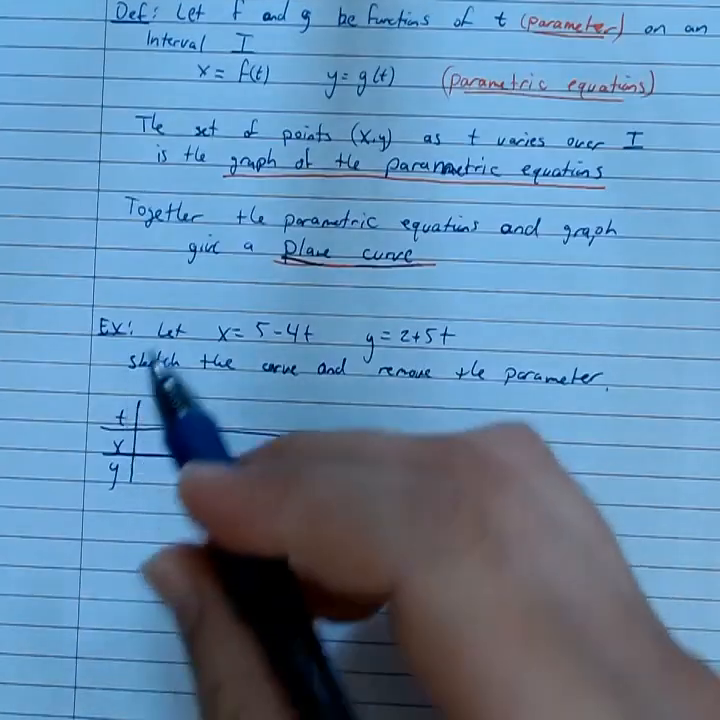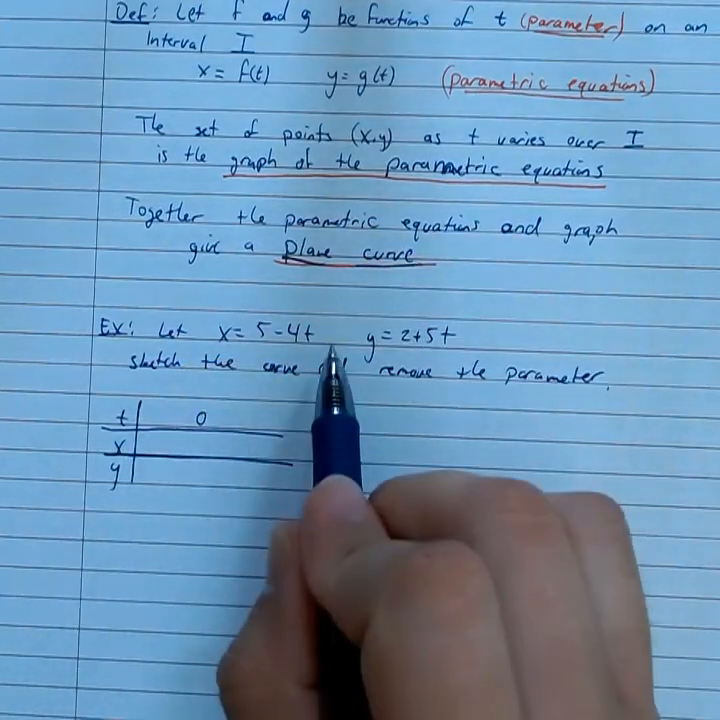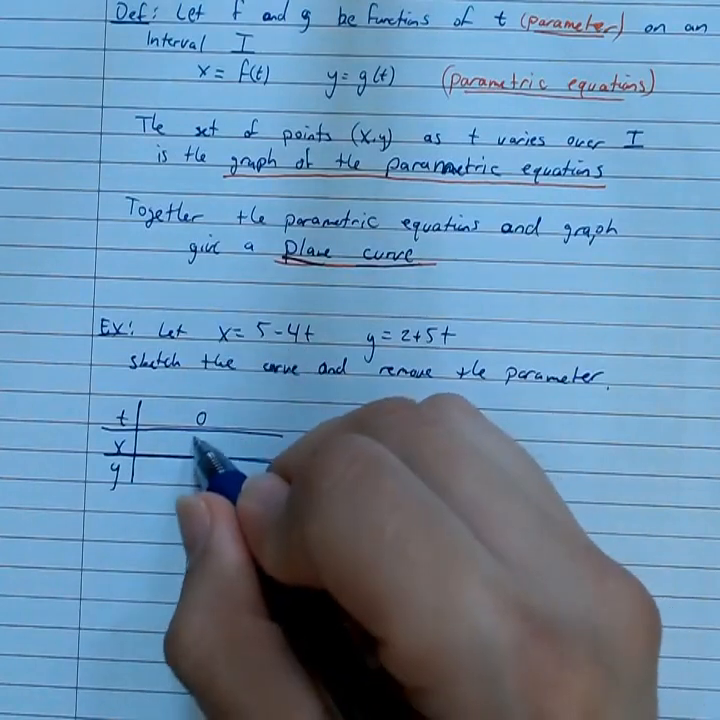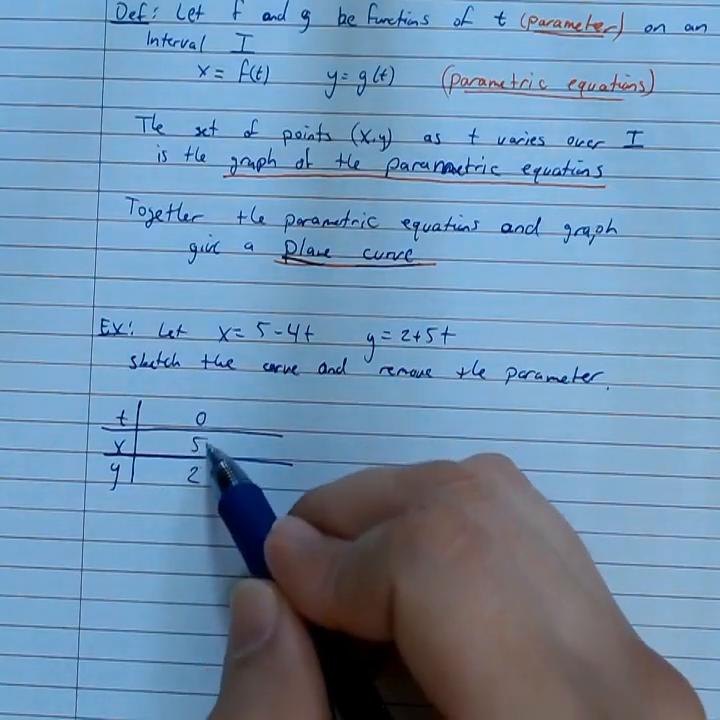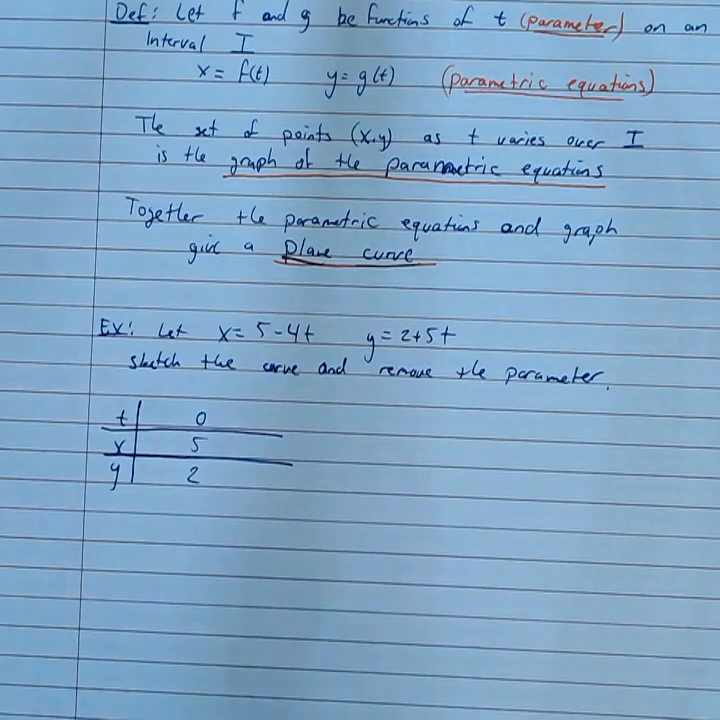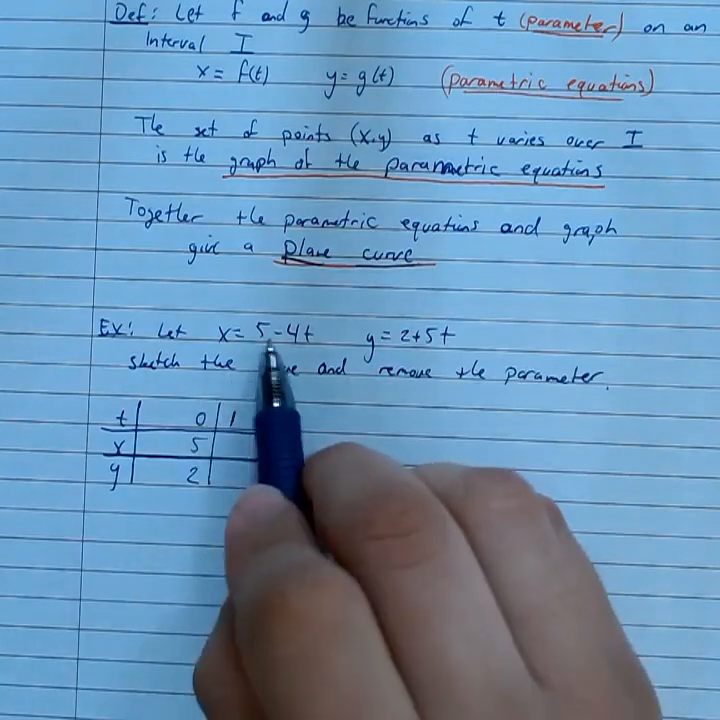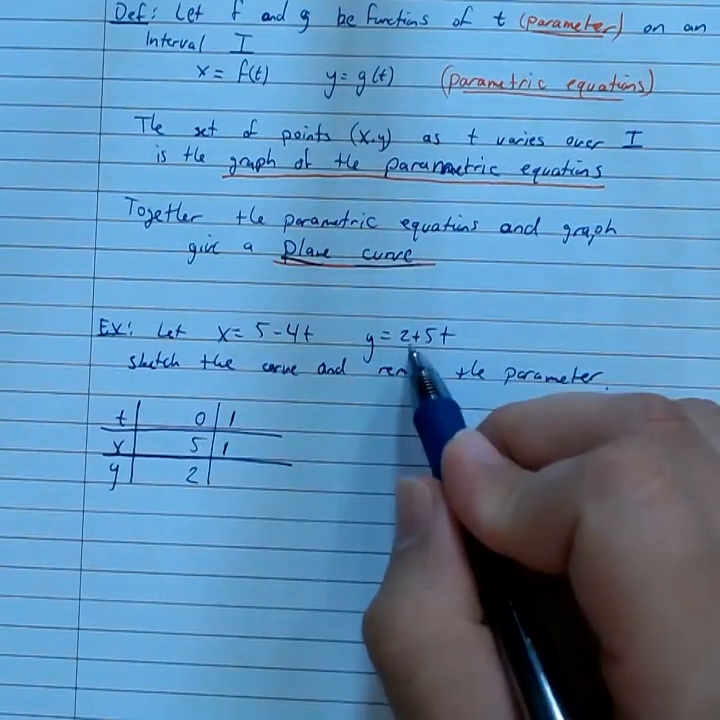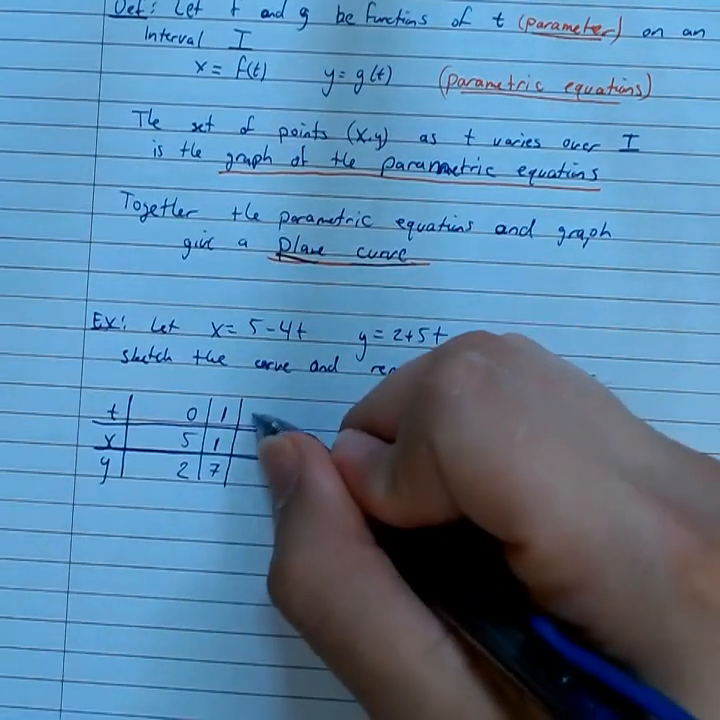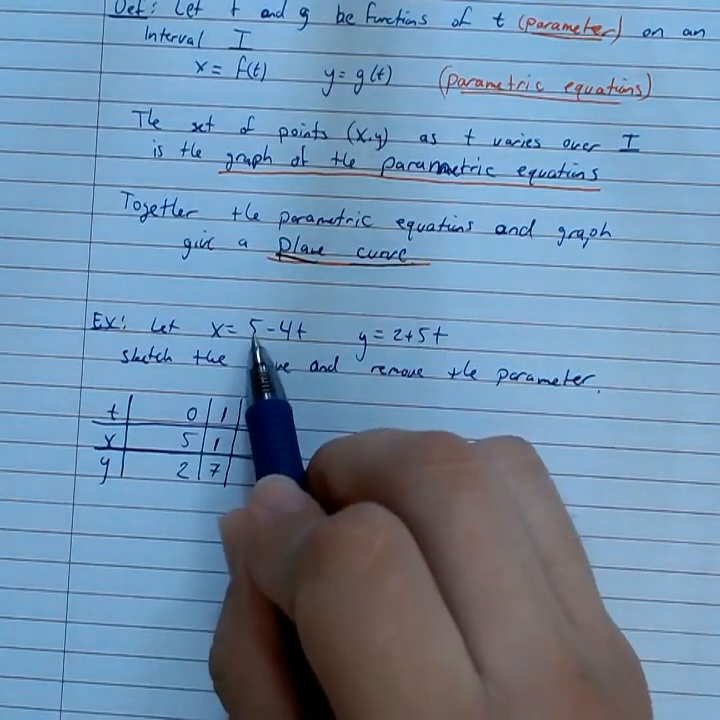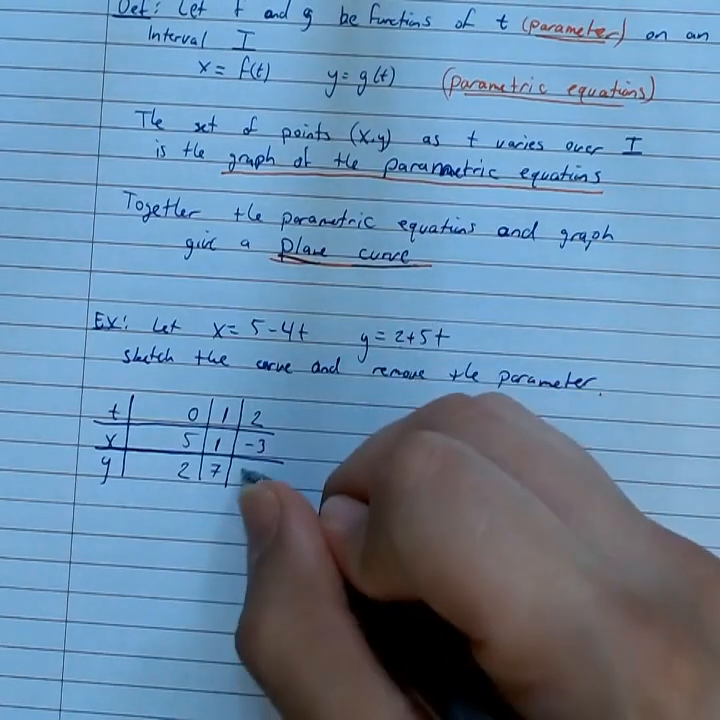Okay, so let's see here. I'm just going to keep things simple. Let's start off with t is equal to 0. Well, if t is equal to 0, that's going to be 5 minus 0, which is 5. And this will be 2 plus 0, which is 2. So if t is equal to 0, then that gives us the point 5 comma 2. And I'll graph all these at the end. If t is equal to 1, well, that'll be 5 minus 4, which is 1. And this will be 2 plus 5, which is 7. And t is equal to 2 will give me 5 minus 8, which is negative 3, and then 2 plus 10, which is 12.